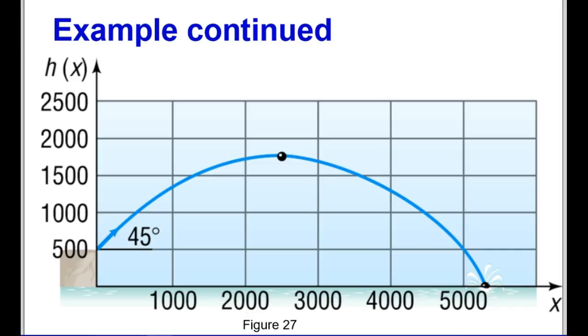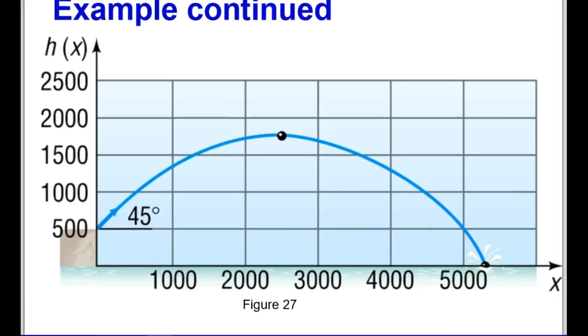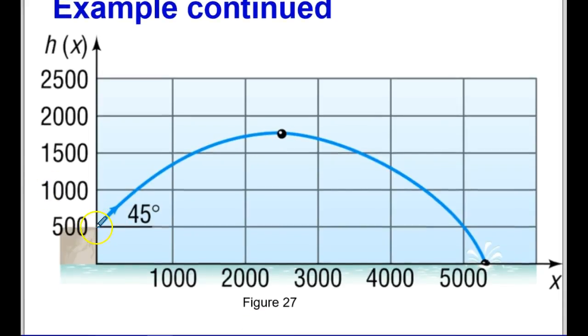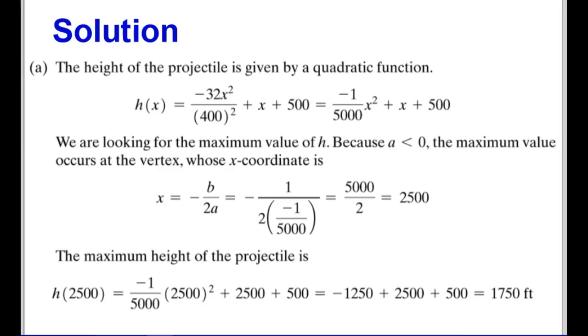So first we always kind of draw ourselves a picture just so that we know what we're looking at, right? It starts at 500 feet at an angle of 45, it kind of goes up, and then it crash lands. So based on my graph, I see that it's about 2,500, but I want to make sure. So we're going to do it mathematically too. The maximum height is going to be our maximum value here.